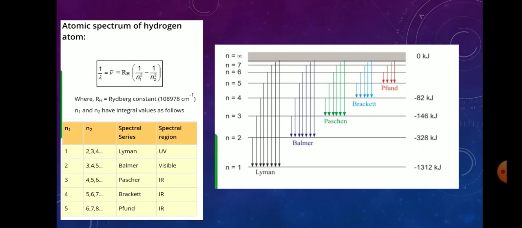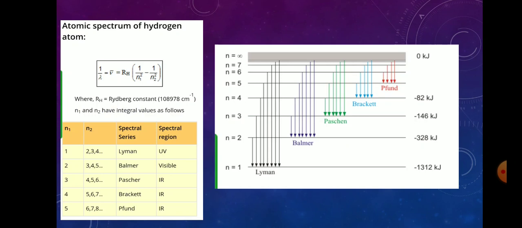When n1 is equal to 1, n2 can have the values 2, 3, 4 and so on, in the spectral series Lyman, visible in the UV region. For n1 equal to 2, n2 may have the values 3, 4, 5 and so on, in the spectral series Balmer, visible in the visible region. For n1 equal to 3, n2 may have the values 4, 5, 6 and so on, in the spectral series Paschen, in the infrared region.